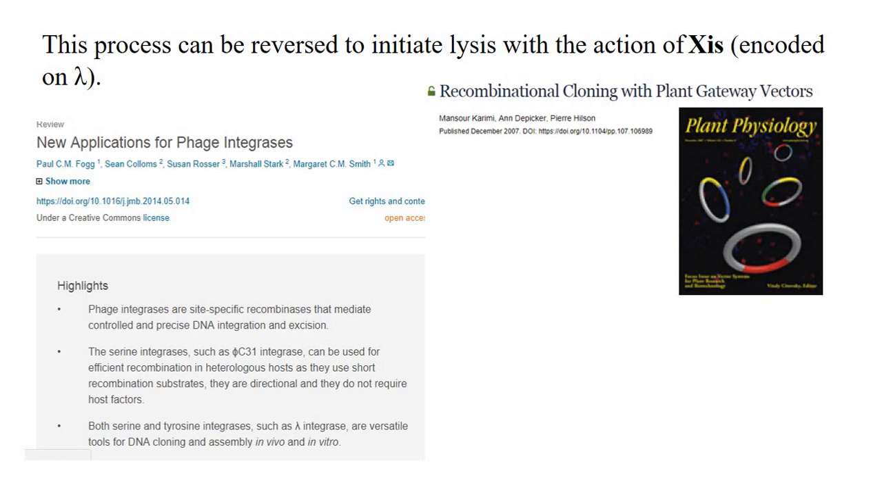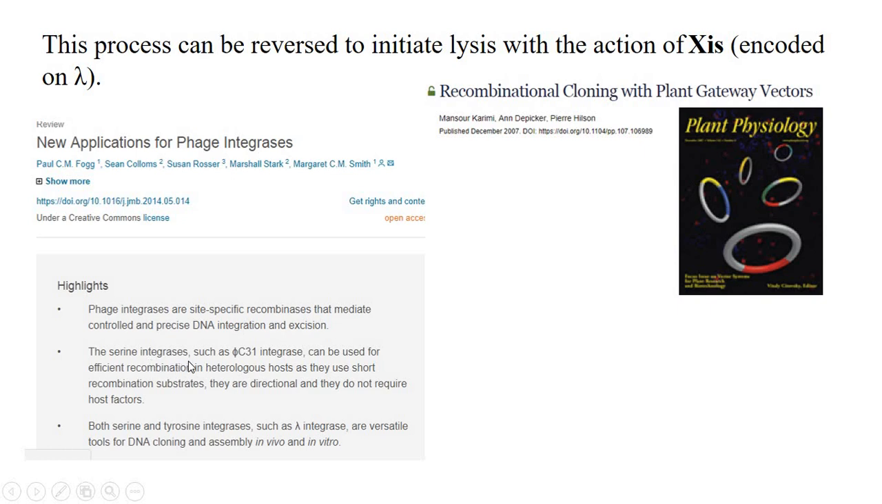This process can be reversed to initiate lysis, and that will be Xis, which is coded on lambda, as I showed you in the previous slide. These phage integrases are quite important. These are great tools as well, even though they are a little more complex than the Cre-LOX system, they're still being used quite a bit in molecular biology. These tyrosine integrases, such as lambda integrase, are quite versatile tools for DNA cloning as well as assembly in vitro and in vivo.